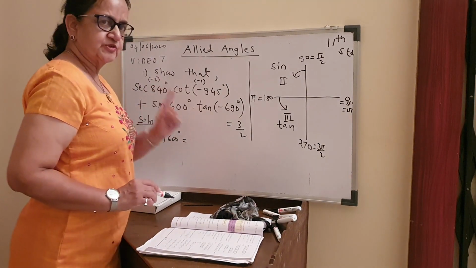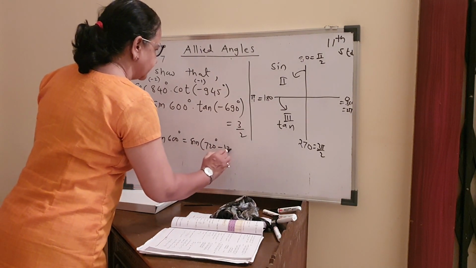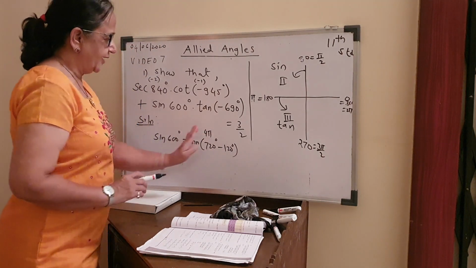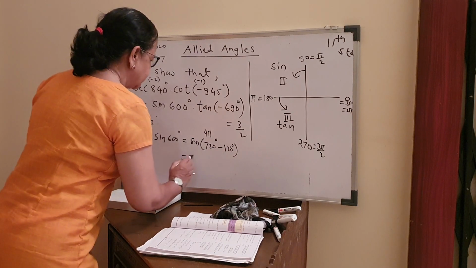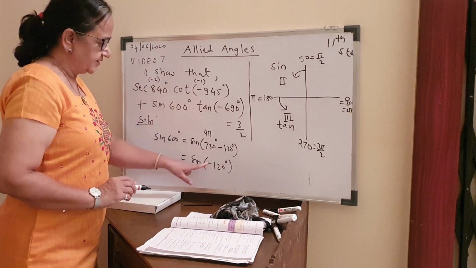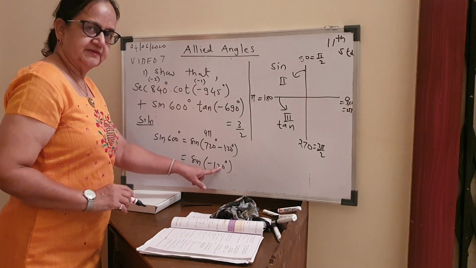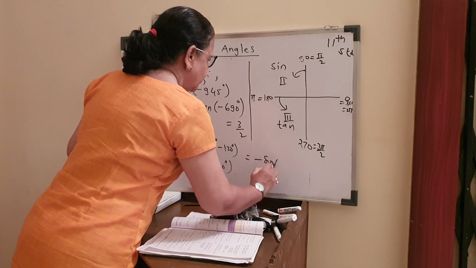600 again closer to 720. So I will write it as 720 degrees minus 120 degrees. 720 means 4 pi. I omit 4 pi. I get minus 120. Copy that. So sine of minus 120. But negative sign inside I will never allow. Sine of minus theta is minus sine theta. So it will be minus sine of 120.